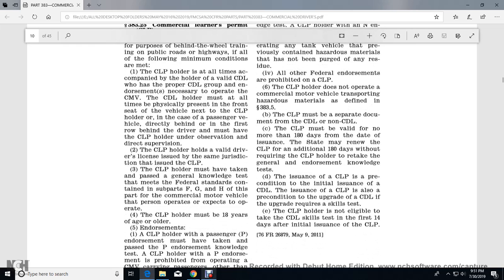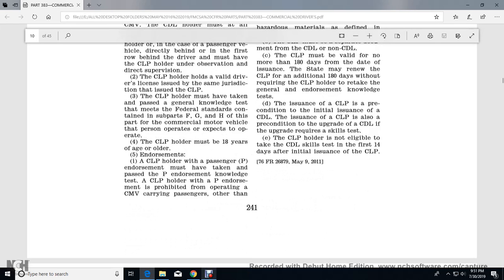The commercial learner's permit holder holds a valid driver license issued by the same jurisdiction that issued the commercial learner's permit. The commercial learner's permit holder must have taken and passed a general knowledge test that meets the federal standard contained in subparts F, G, and H of this part for the commercial motor vehicle that the person operates. The commercial learner's permit holder must be 18 years of age or older.